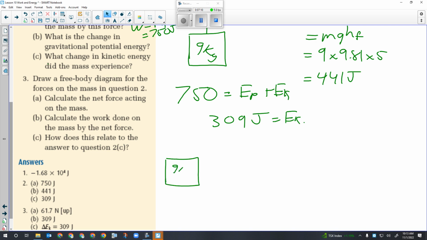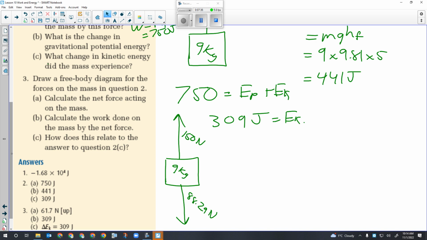Our 9 kilogram mass, and I had this drawn before, I just didn't have the rest of it in there. This was 150 newtons. What's acting down on the mass? Gravity. And it's going to be 88.29? Yep. So all I did was 9 times 9.81, so I calculated the force of gravity. Is there a net force here?